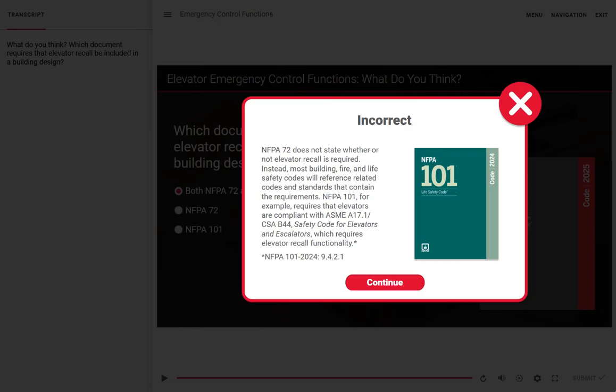Sorry, that's incorrect. NFPA 72 does not state whether or not elevator recall is required. Instead, most building, fire, and life safety codes will reference related codes and standards that contain the requirements. NFPA 101, for example, requires that elevators are compliant with ASME A17.1, CSA B44, Safety Code for Elevators and Escalators, which requires elevator recall functionality.